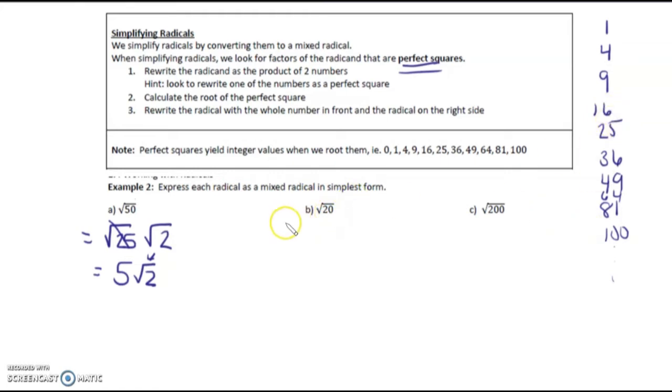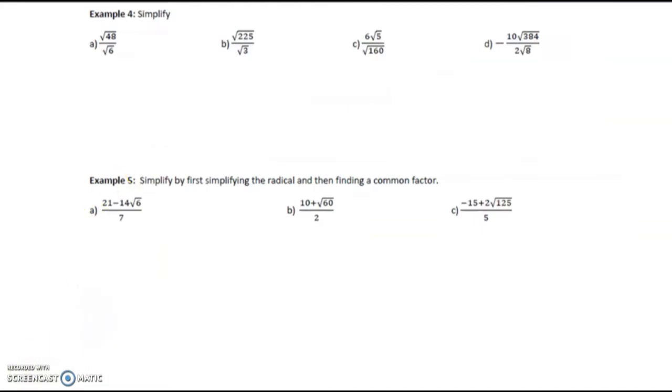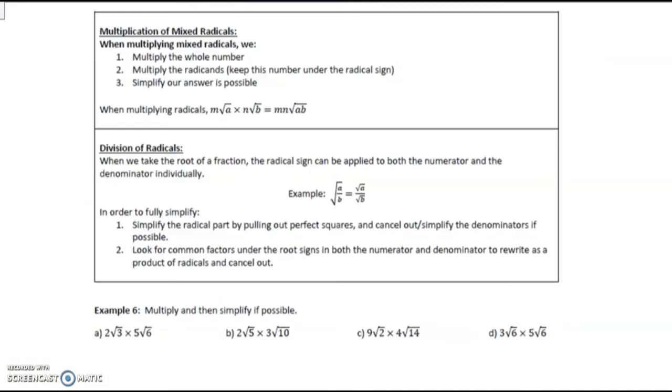Okay, root 20, looking at these, we can write it as root 4 times root 5. What's root 4? 2, and then we have root 5. Okay, what about root 200? We can go root 100 times root 2, and root 100 is just 10. So we get 10 root 2, and that's how we can rewrite them.